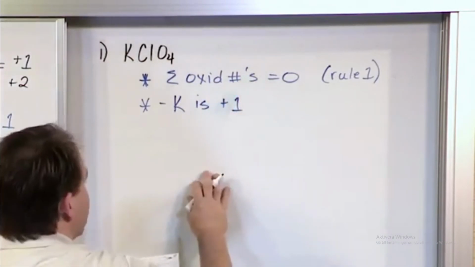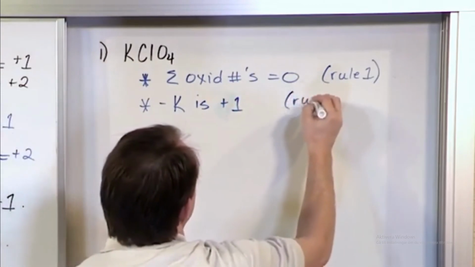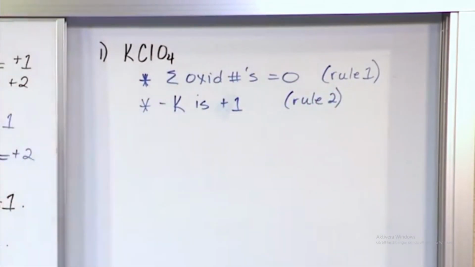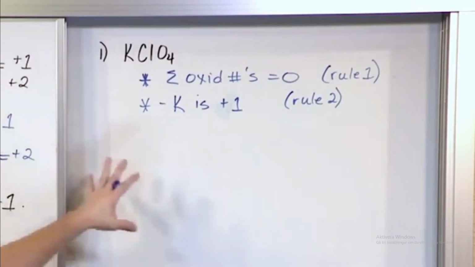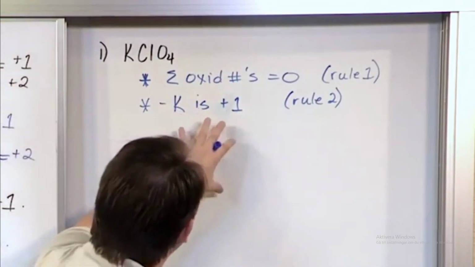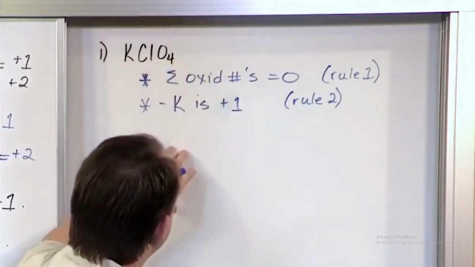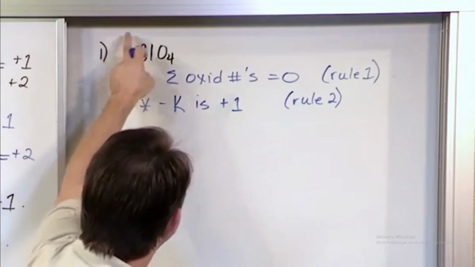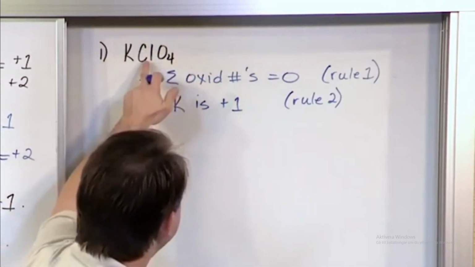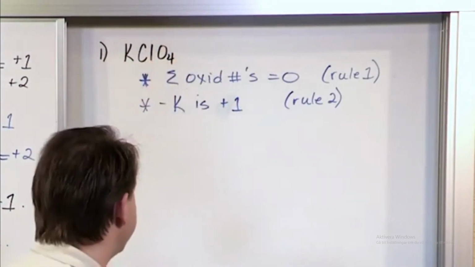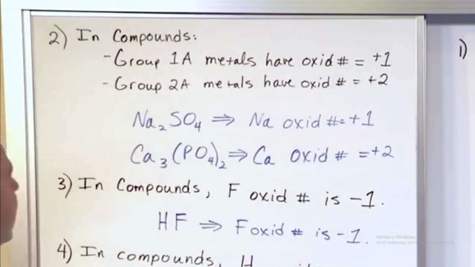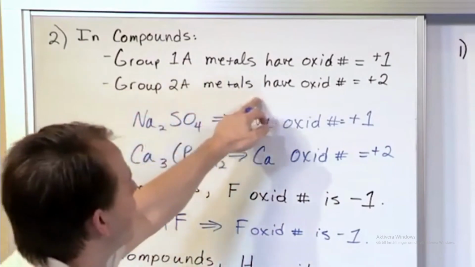All right, and I'm going to write down to myself rule number 2, because rule number 2 applies. Now the next thing you have to do is look and say, do I have enough information to find all the other oxidation numbers? Well, I know the oxidation number here, and I know they all sum up to give me 0, but I don't know what chlorine is and I don't know what oxygen is, so I don't have quite enough to do the final answer. So I go down and I say, do I have any group 2A metals?